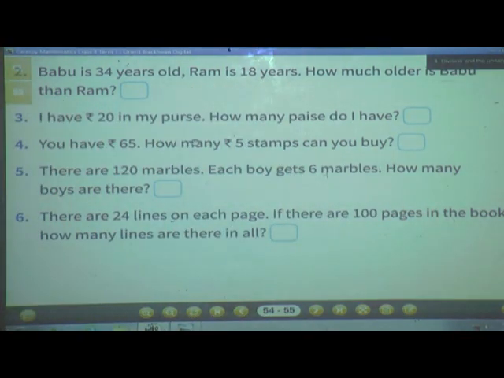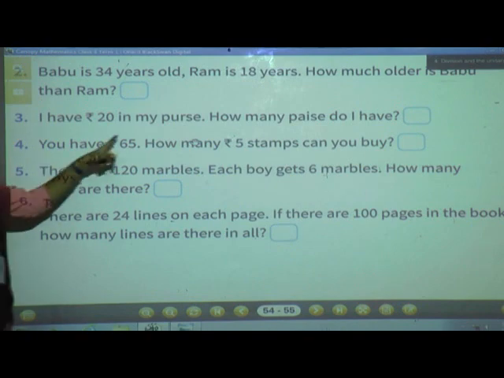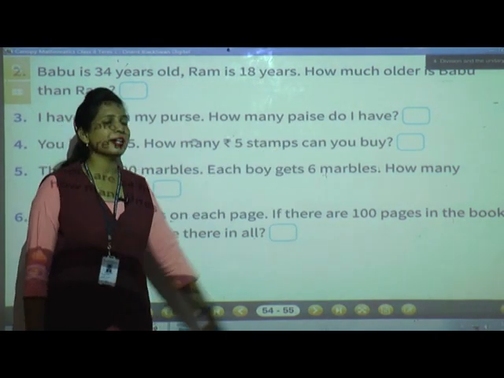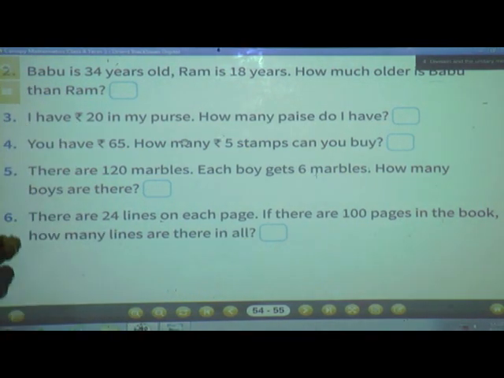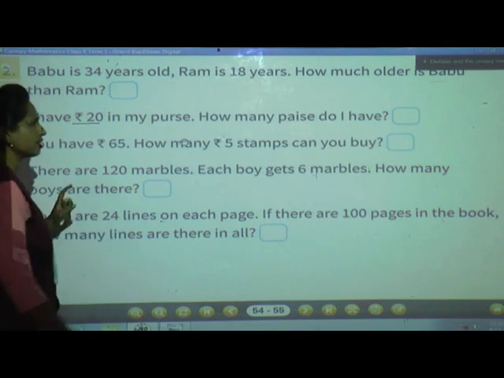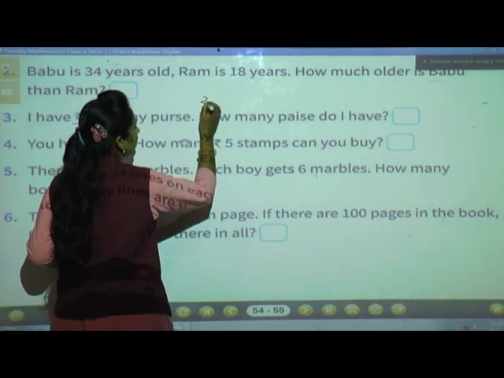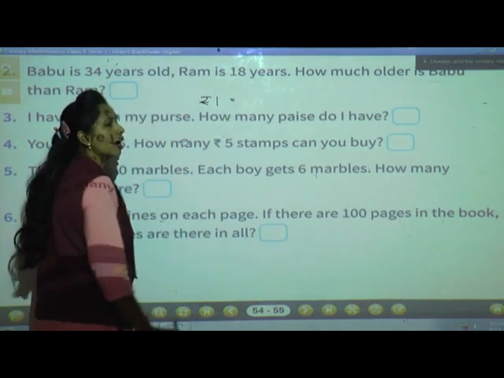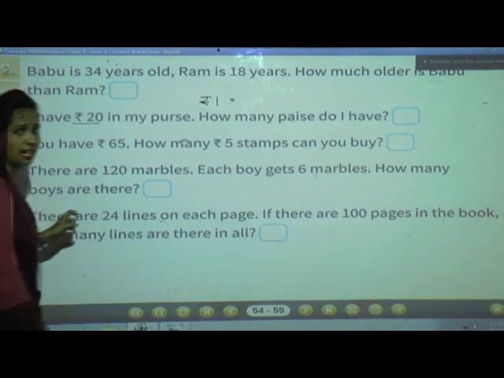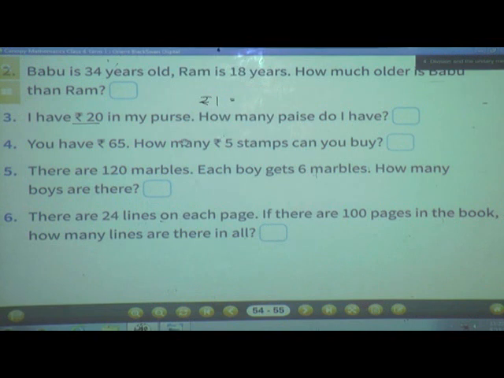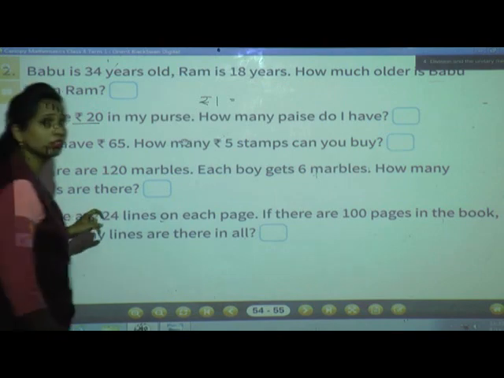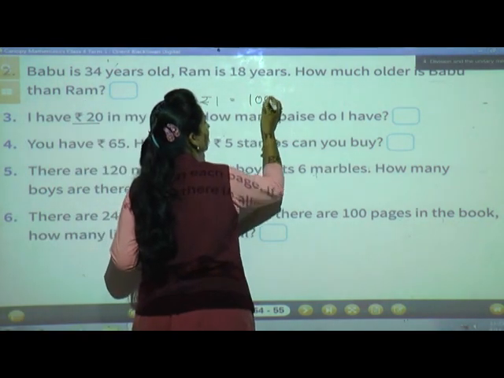Now see the third question. What is the third question, students? I have rupees 20 in my purse. How many paisa do I have? How much is he having? We are having 20 rupees. Do you remember we have studied about paisa? Tell me, 1 rupee is equal to how many paisa, students? Yes? How many paisa? Correct. Tell me, 1 rupee is equal to 100 paisa, isn't it?